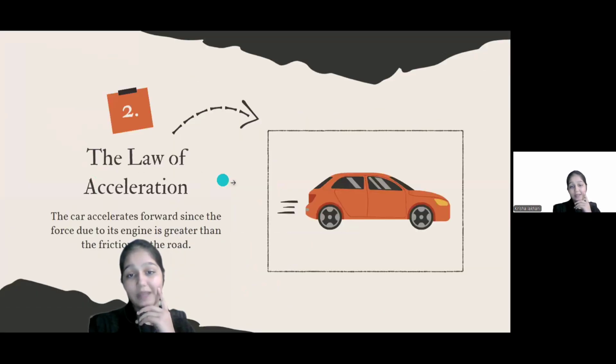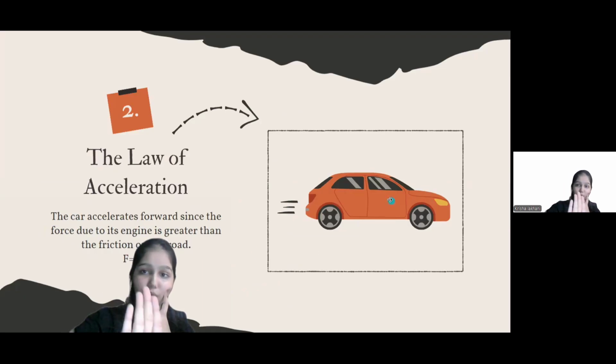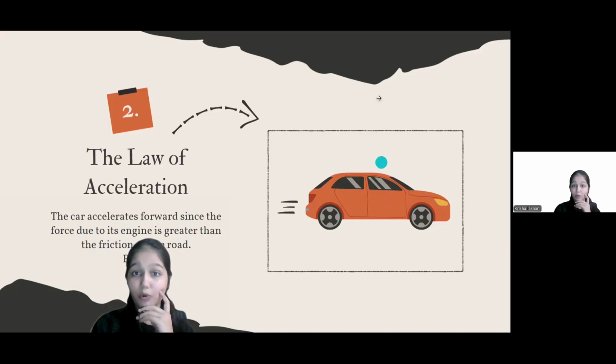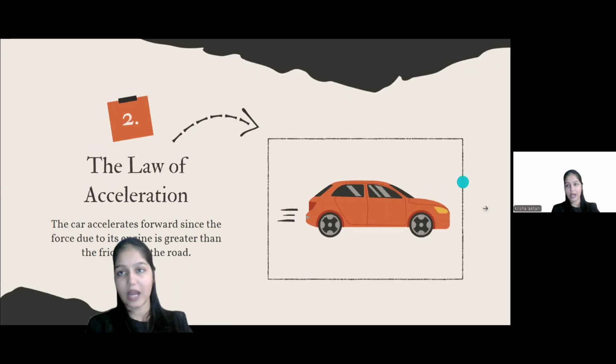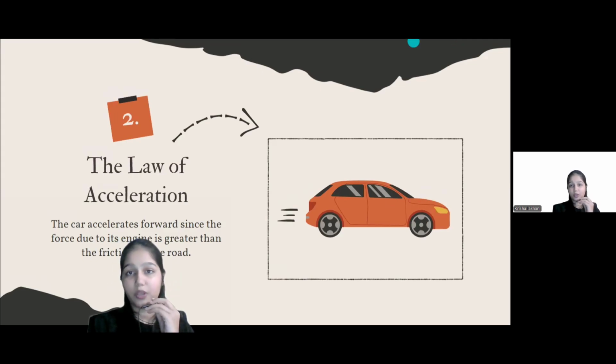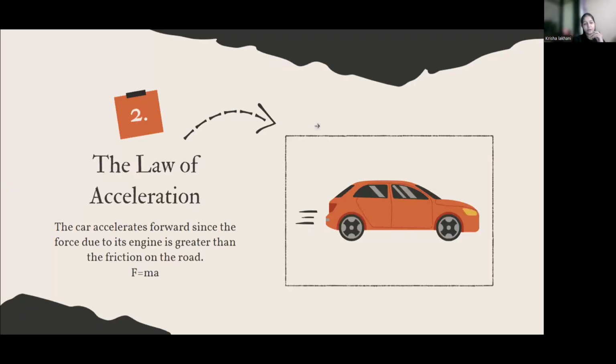Now here, if anybody is pushing this car, or it has an accelerator here at the start, what will happen? The car will accelerate forward since the force due to the engine is greater than the friction on the road. We are putting more force on the accelerator. Are you getting my point? We are putting more force on the accelerator, which will then help the car to move. Okay? So please understand what I am explaining to you here.